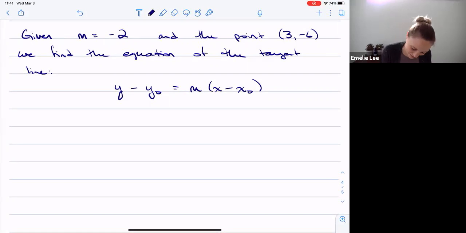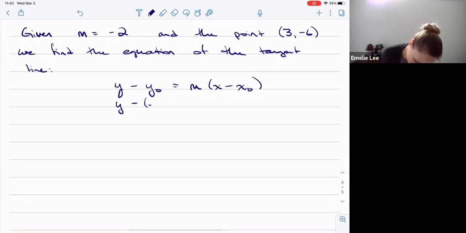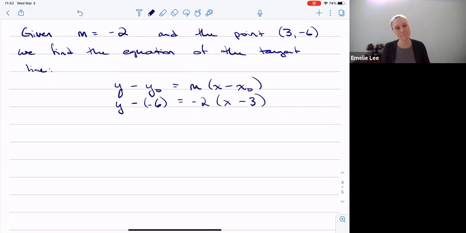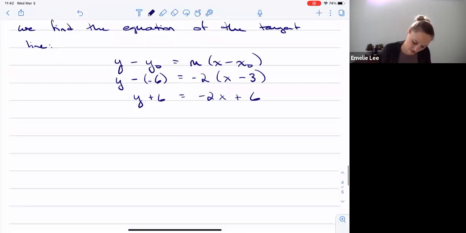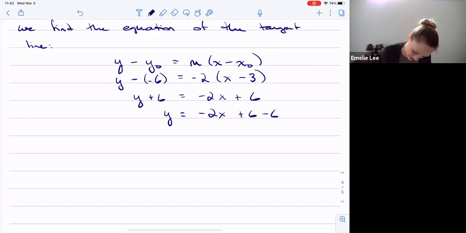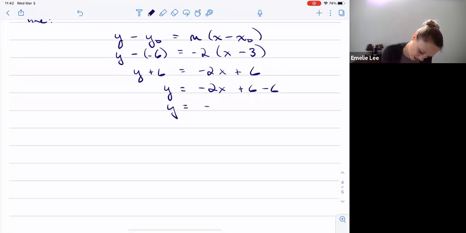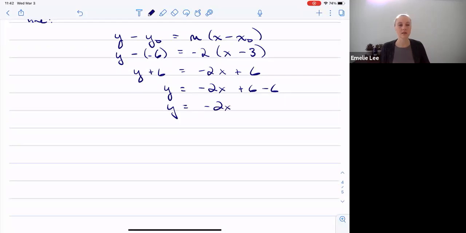All right, so our points here: y minus -6, let me clean that up, is -2 times x minus 3. I get y plus 6 is -2x plus 6. y equals -2x plus 6 minus 6, just to emphasize, y equals -2x.